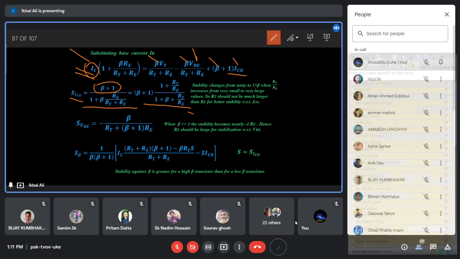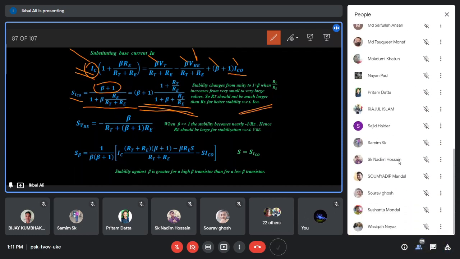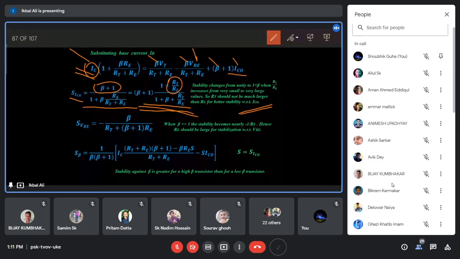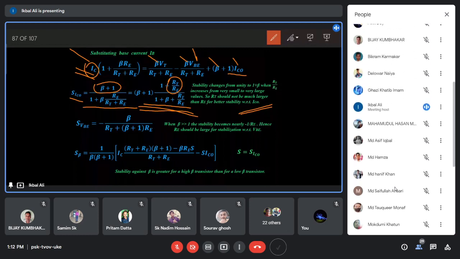Look into this second expression. The SICO actually varies from 1 to 1 plus beta. How? It is written here. You can see that stability changes from unity to 1 plus beta when RT by RE increases from a very small to a very large value. If this RT by RE value is very small, then you can neglect it. Then in the numerator you have beta plus 1, in the denominator you have 1 plus beta. So that will cancel and becomes 1.